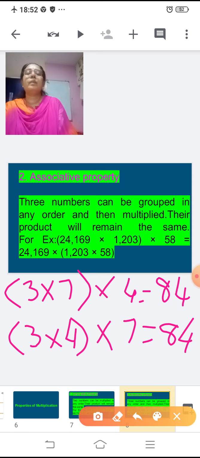The answer or the product of the number does not change if I group it in any order. So that is called the associative property. If there are three numbers, you can multiply any two numbers first and then multiply with the third number. Any order you can group it, the product will remain the same.